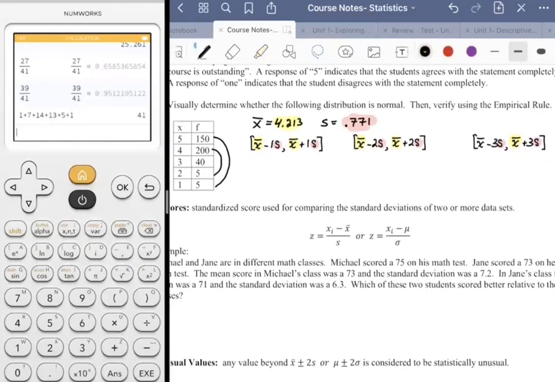So 4.213 minus 1 times the standard deviation of 0.771. So 3.442. Then again, highlight the thing and hit OK and change a minus to a plus. 4.984.